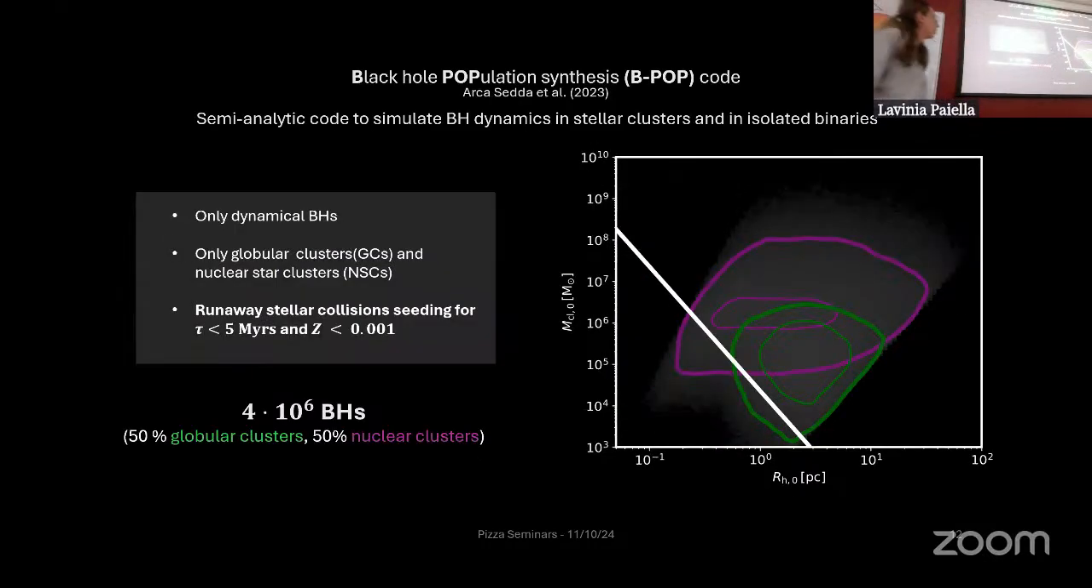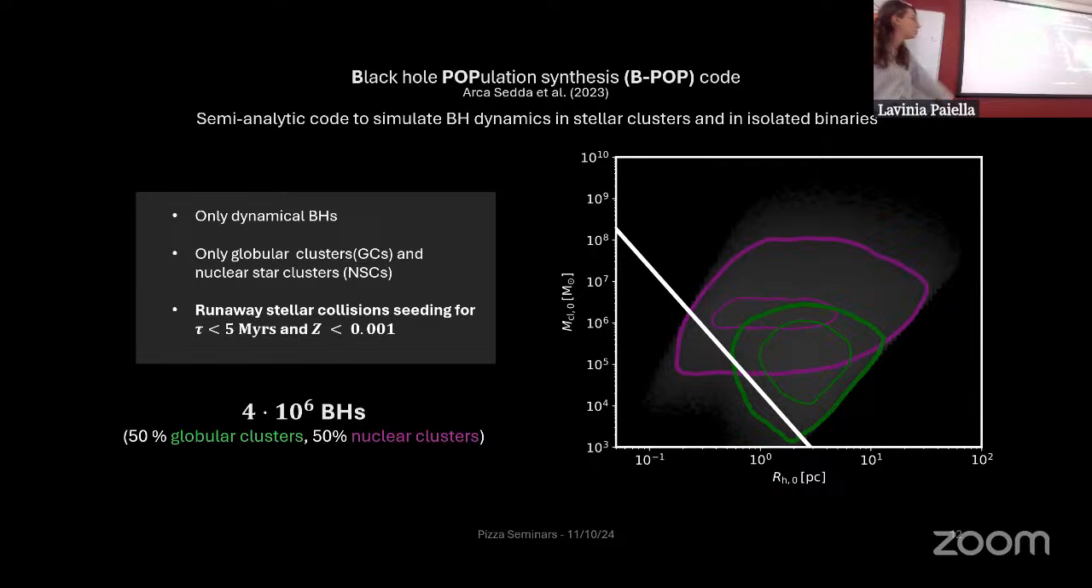Okay, so going through my work, I'm going to show you the results of a simulation of 4 million black holes. This simulation was done using BPOP, which is a code written in C++ mainly by my supervisor. It is not yet public, but we're working on making it public. It's a semi-analytic code, meaning that it relies on some analytical prescriptions to model the dynamics of the black holes in the clusters. And let's say the gain is that it's very fast.